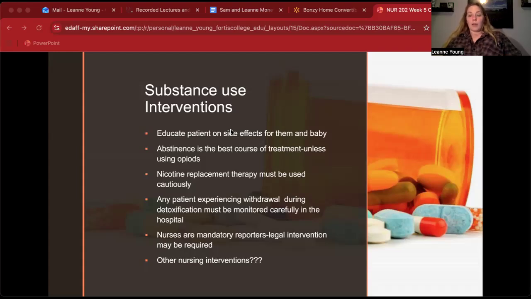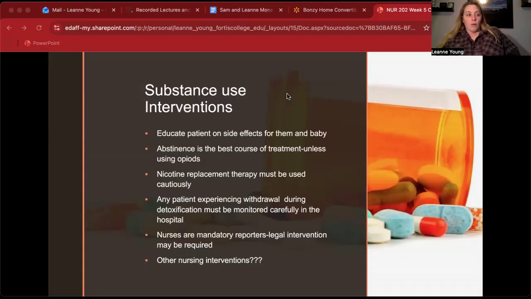Because the number one thing is we want this mom to get help and be in a safe environment, but we also want this newborn to be in a safe environment. So it is part of our job to report anything suspicious. What are other nursing interventions with these patients?